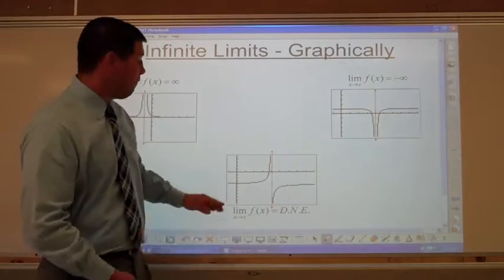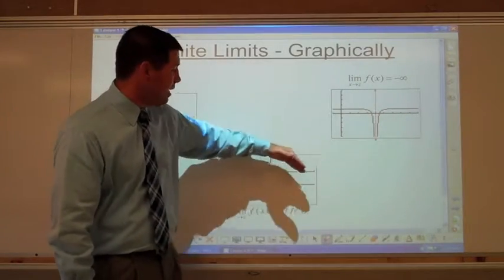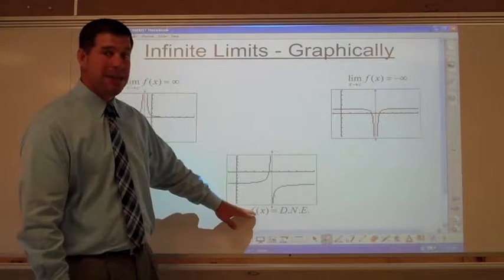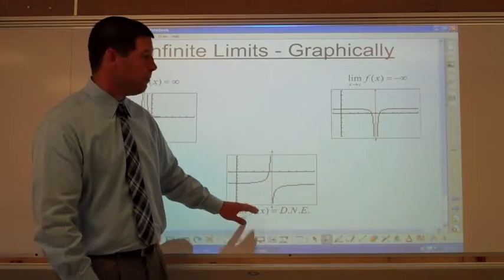Over here, you have a function where the limit from the left goes to positive infinity, and the limit from the right goes to negative infinity. There's no other way to say this limit other than it does not exist.